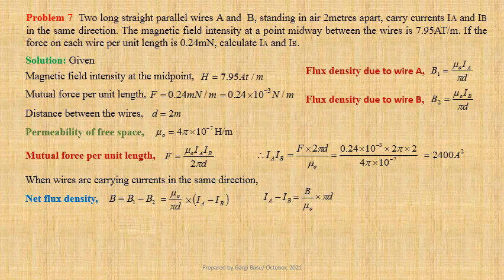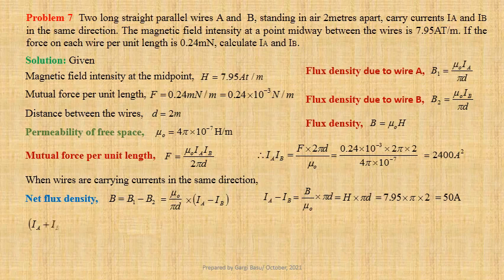Since expression for flux density B equals mu0 times H, IA minus IB equals H into pi times D. Using values we get 7.95 into pi into 2. That gives us 50 ampere.